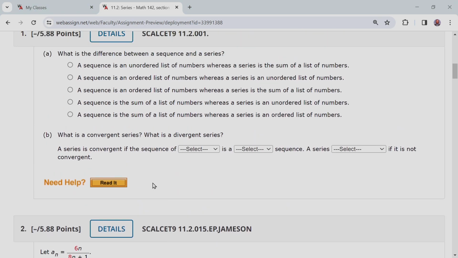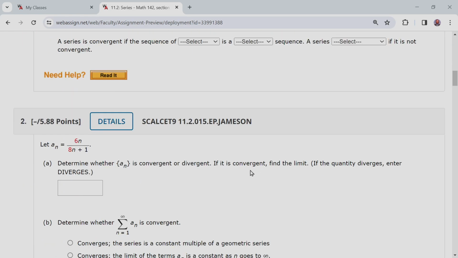Okay, anyways. What is the difference between a sequence and a series? A sequence is just a list of numbers, an ordered list of numbers at that, and a series is a sum of a list of numbers. That's really the difference. So in a series, we're adding things up, and in a sequence, we are not adding things up. We're just looking at the things for what they are. A series is convergent if the sequence of partial sums is a convergent sequence. A series is divergent if it's not convergent. That's the nature of that.